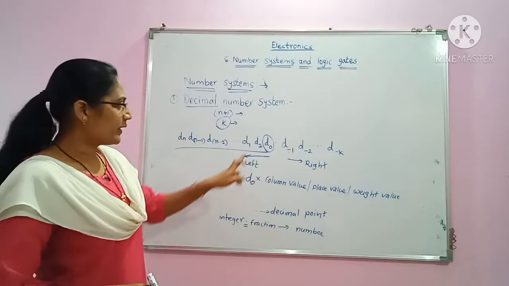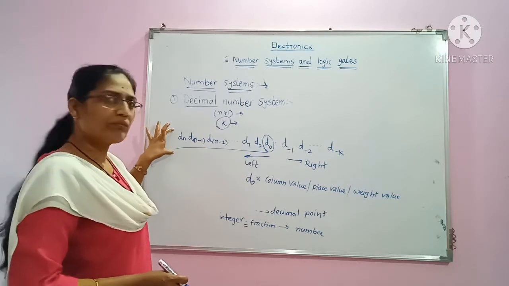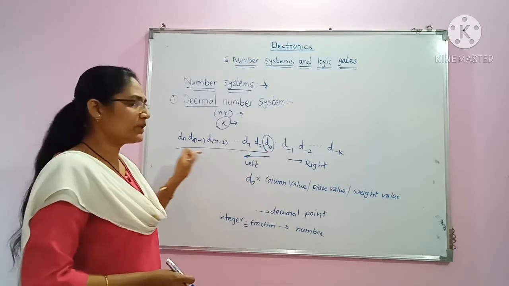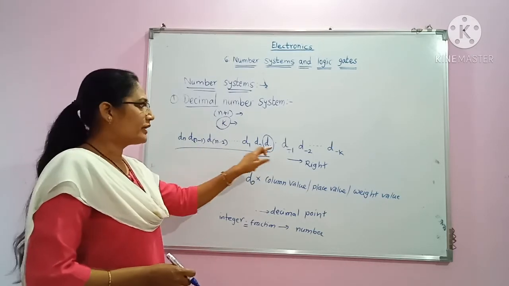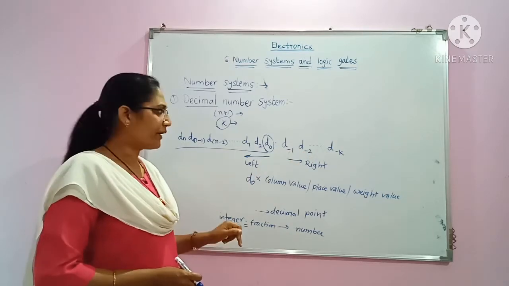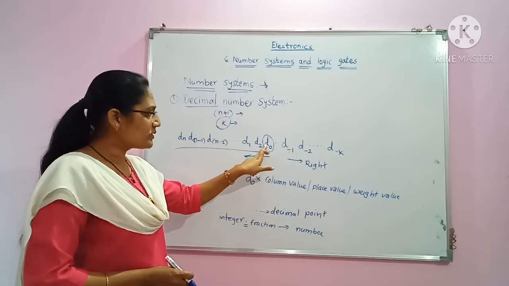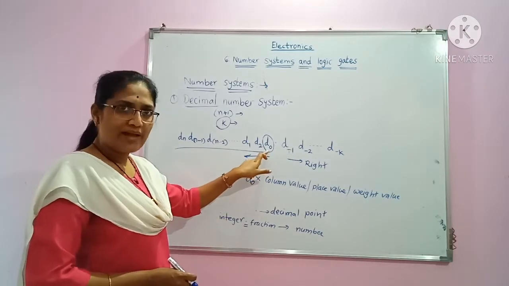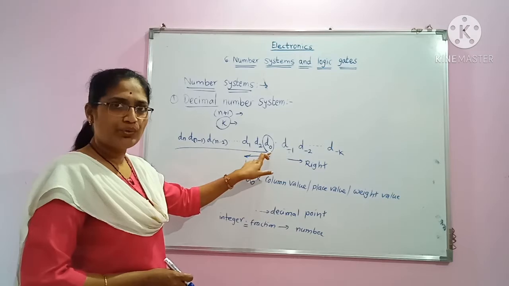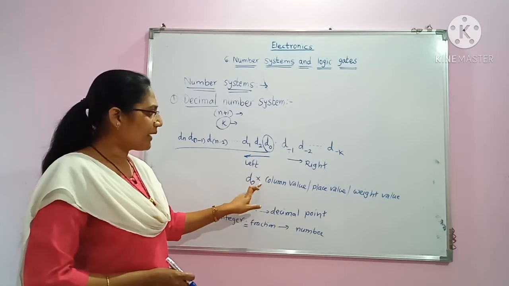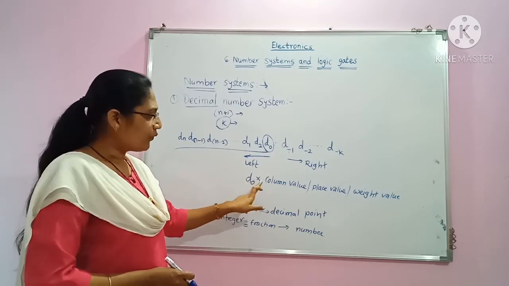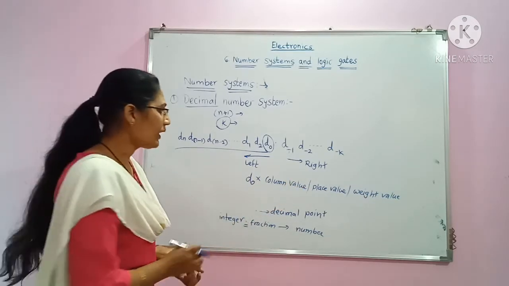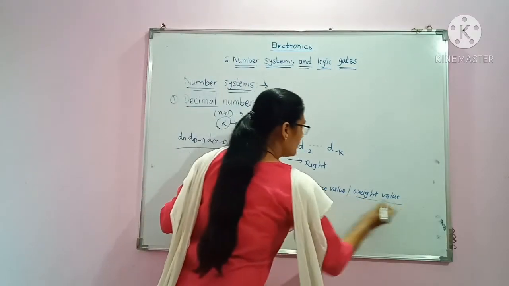So, in order to find the value of this number, I have to consider the digits towards the left of the decimal point and the digits towards the right of the decimal point. If I am dealing with this d0 digit, it is situated in the unit place. So, I have to multiply it with its column value, or the weight value. And what will be the weight value?